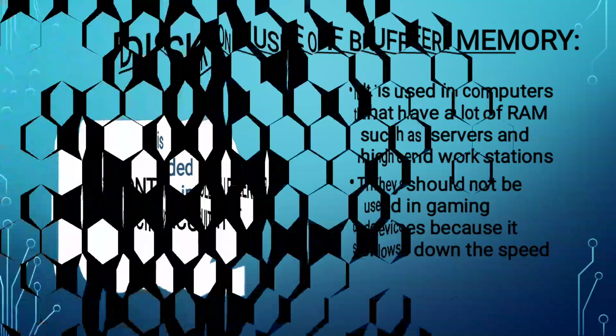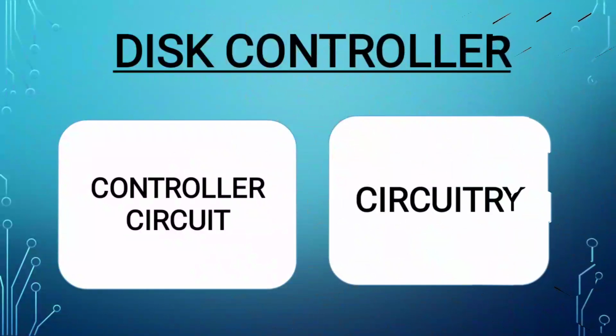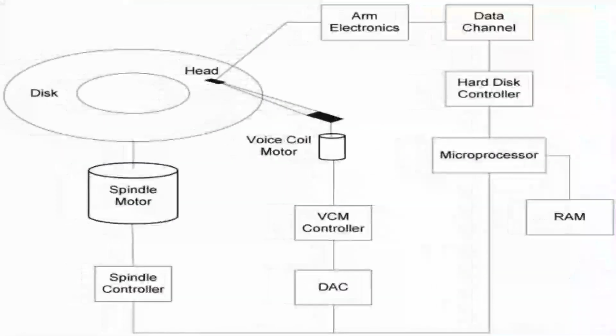It is a controller circuit which enables the CPU to communicate with the hard disk, floppy disk, and other disk drives. It is circuitry on the computer motherboard, or on a plug-in circuit board, that controls the operation of your hard disk drive, floppy or both. In the image, you can see the flow chart of hard disk.